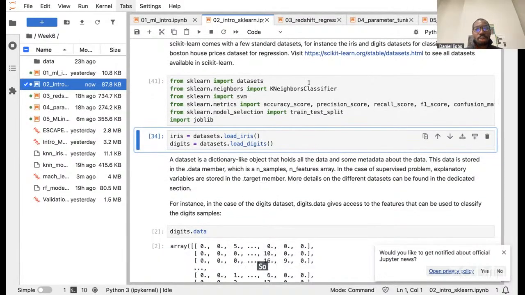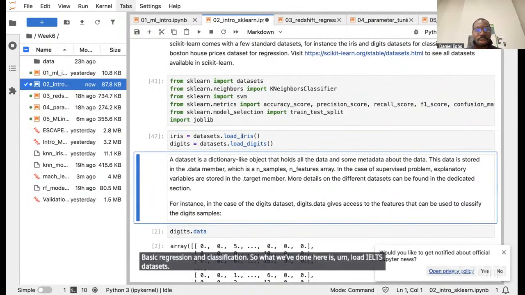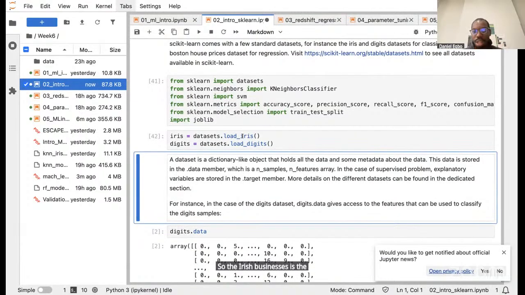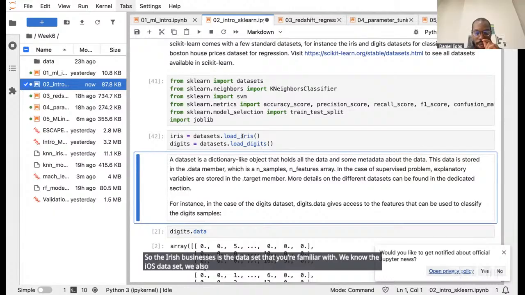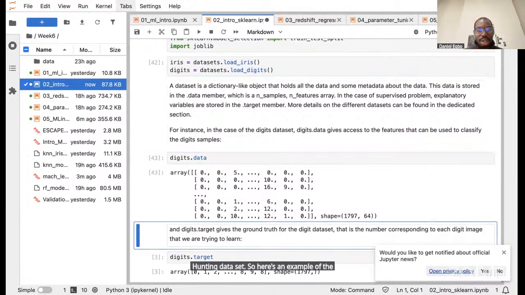So in this example, we are trying out things like basic regression and classification. What we've done here is load the iris datasets. The iris dataset is the dataset that you're familiar with. We load the iris dataset. We also load the handwritten dataset. So here's an example of the digits dataset. This is actually image data.